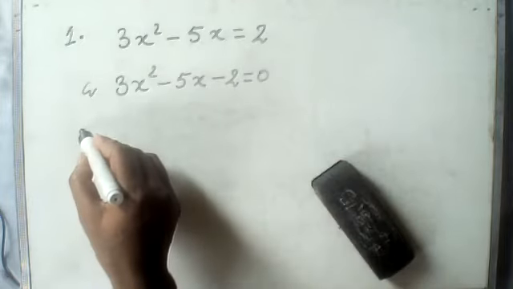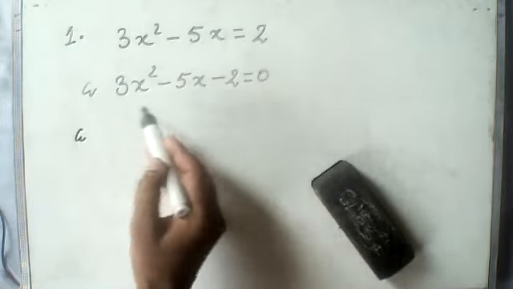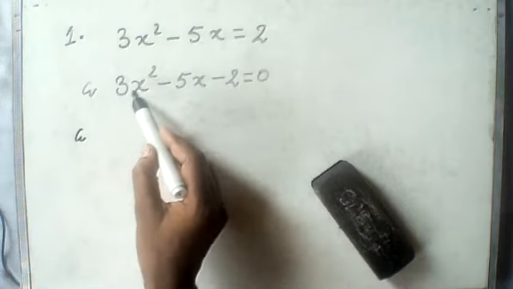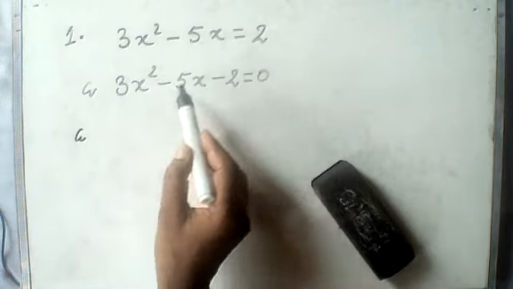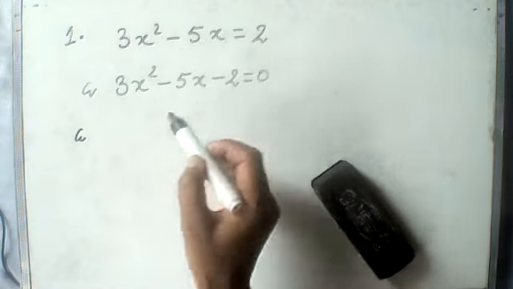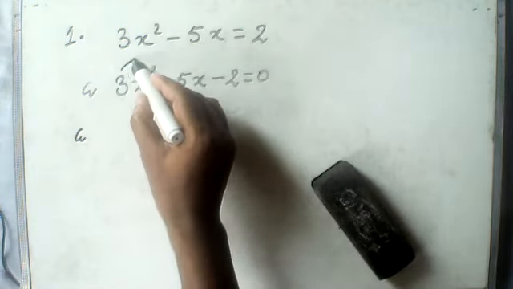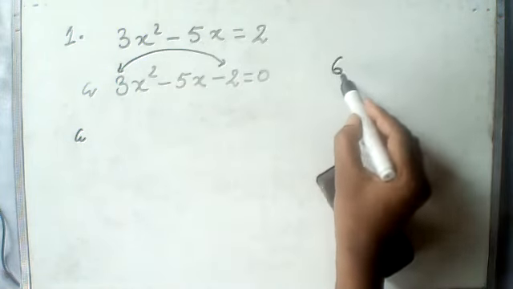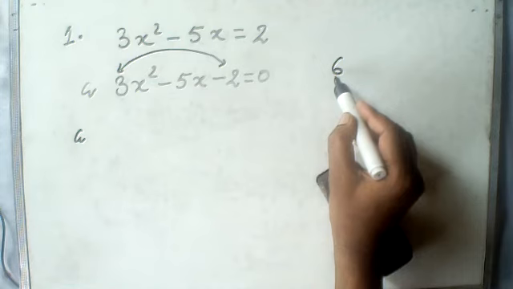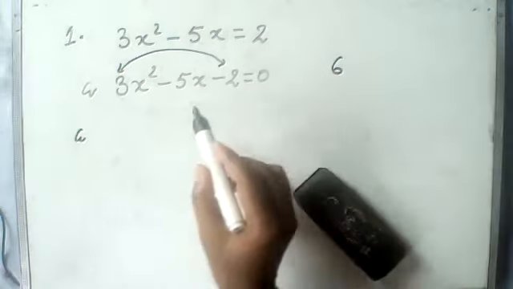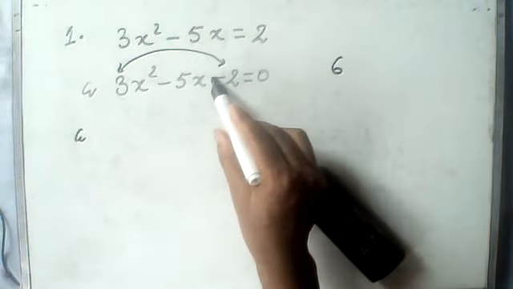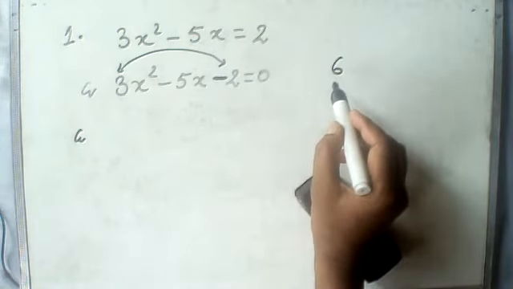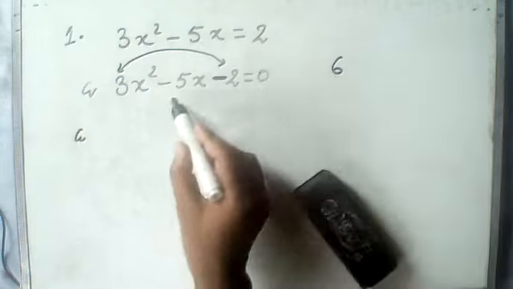We need to get the two linear factors of this. For that, we multiply this 3 and this 2. 3 times 2 is 6. We need to get the two factors of 6 such that their difference is 5, since there is a minus.